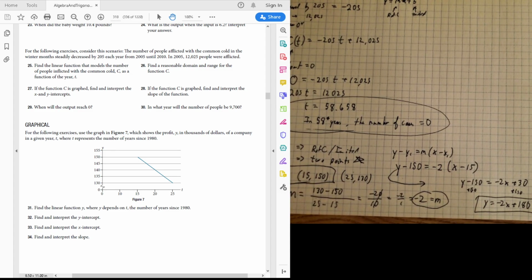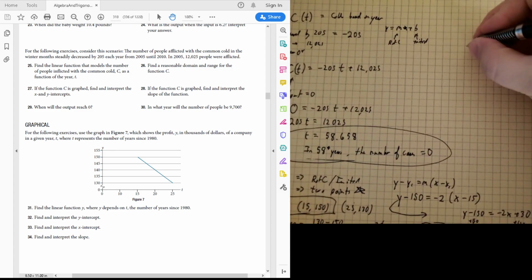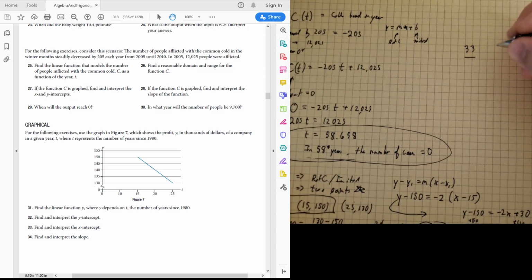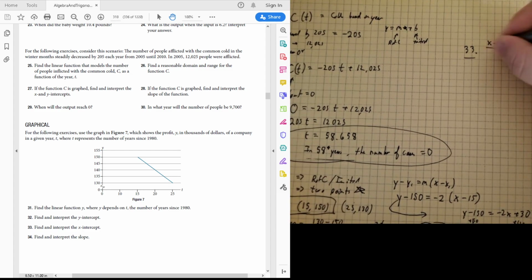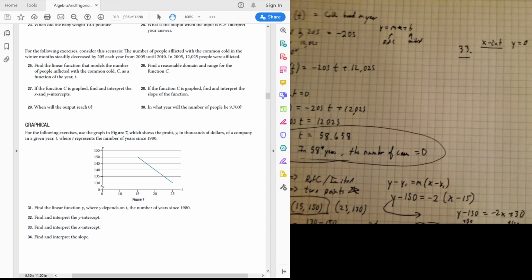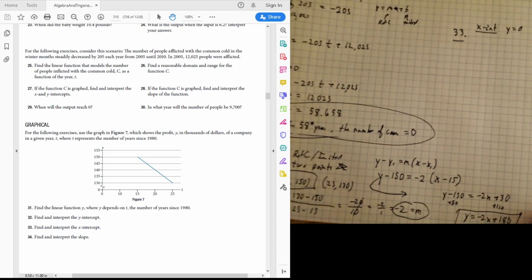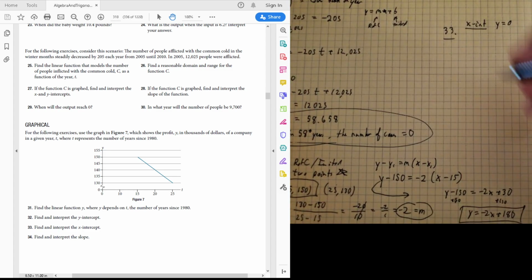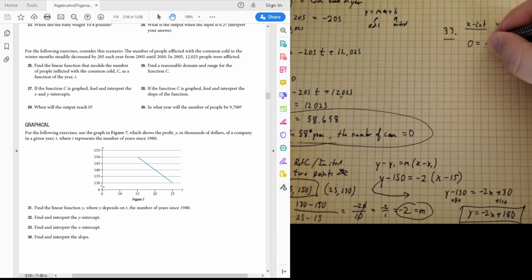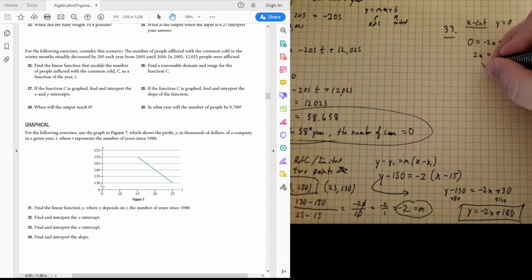33 says find the x-intercept. Well, I'm going to go ahead and do 33 up here in the little blank space I got. Number 33 says find the x-intercept. To find the x-intercept, remember, one of the best ways we can do this is it just means I want my output equal to 0. So I'm going to take my function that I just found. I'm going to let it equal 0 and solve. So 0 equals negative 2x plus 180. I'm going to move the 2x over, giving me 2x equals 180. Divide both sides by 2, x equals 90.